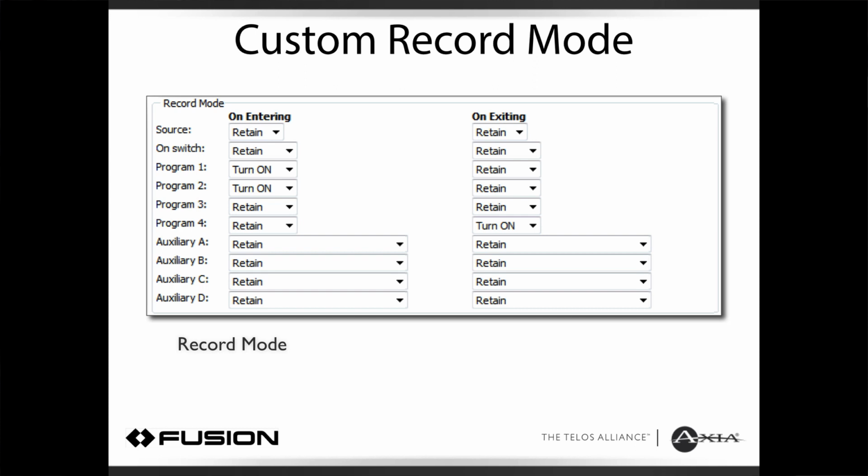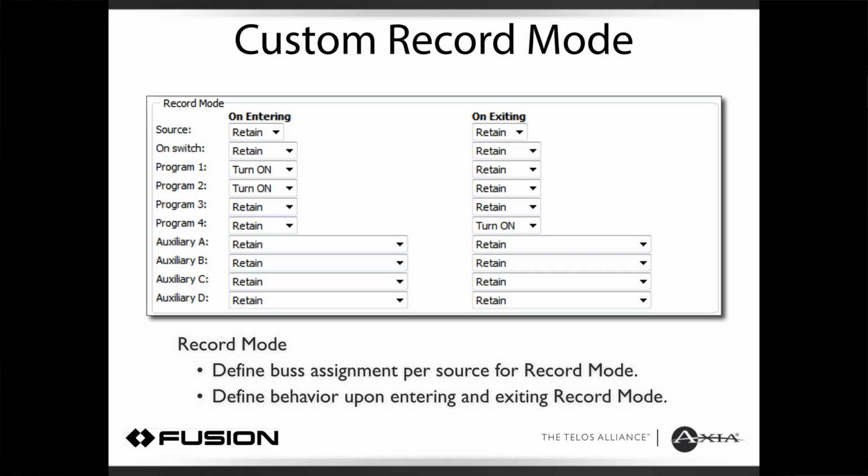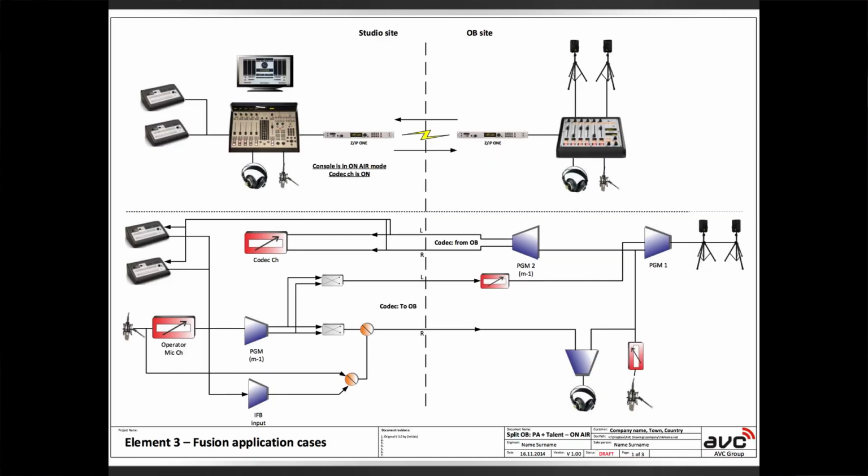Here's a bit more about that, how you can define record mode. You can define bus assignment per source for record mode and define behavior among entering and exiting record mode. You actually might want that to be different depending on what's going on the air. Bottom line is record mode is very flexible and very powerful now on the Fusion console. Now, there's not going to be a test on these slides here, the next 4 slides, but I just want to show you the logic that's possible now built into the Fusion console. Nothing external. This is built in to what it can do.